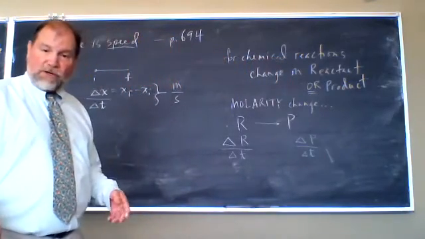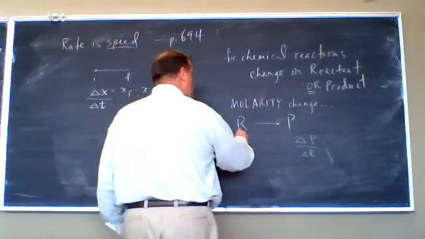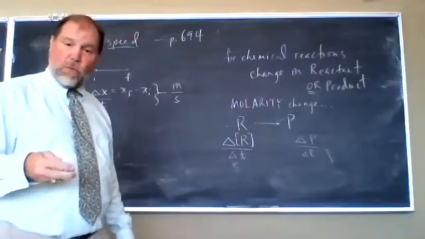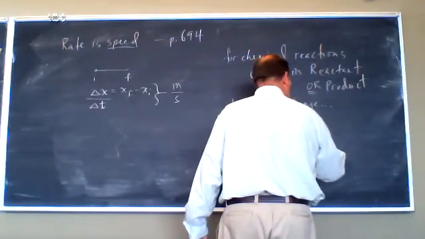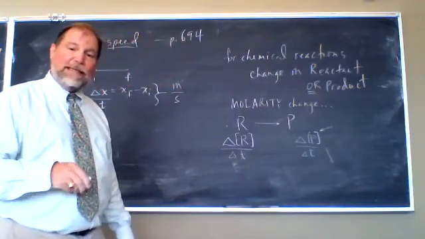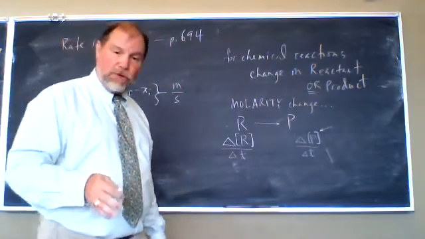And there's one more notation we need to pay attention to here. We put the reactant or the product in square brackets. The square brackets indicate a molar concentration.